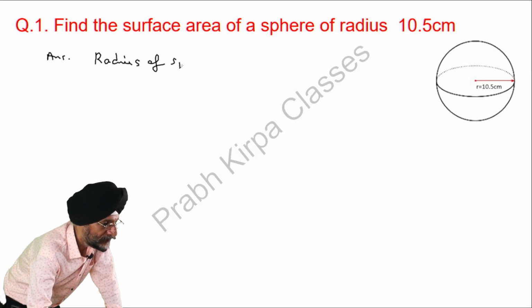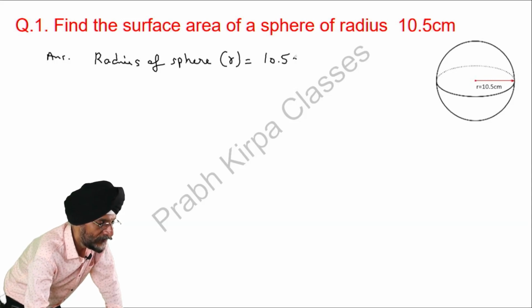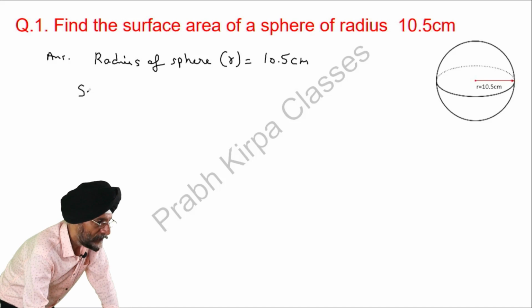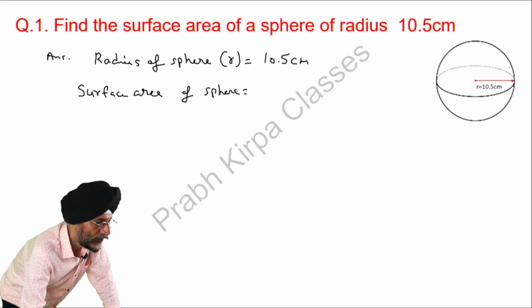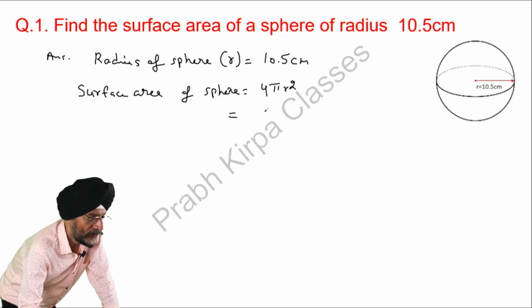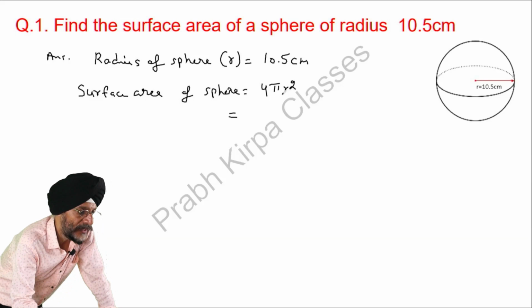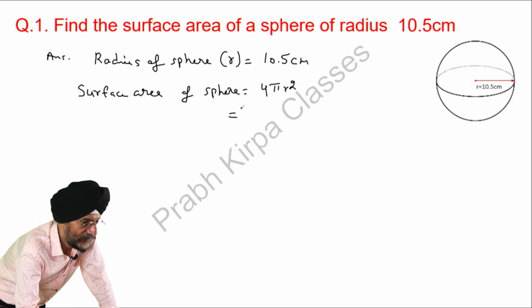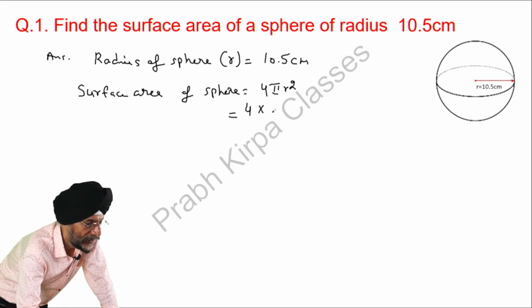Radius of sphere r is equal to 10.5 centimeter. This is given. You also know that the formula to calculate the surface area of sphere is equal to 4 pi r square. Now we also understand that pi is a mathematical constant which is equal to 22/7. Now we will put in the relevant values. 4, next comes pi, 22/7.